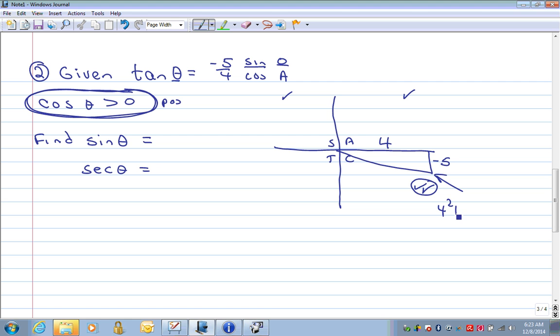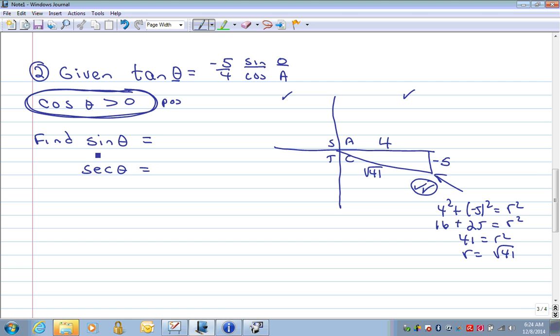So we would have 4 squared plus -5 squared equals r squared. That would be 16 plus 25 equals r squared. Well, 16 plus 25, I believe, will be 41. So 41 equals r squared. R equals the square root of 41. So up here, this is the square root of 41. All right, now we have our right triangle all built out. We can answer any of the questions.